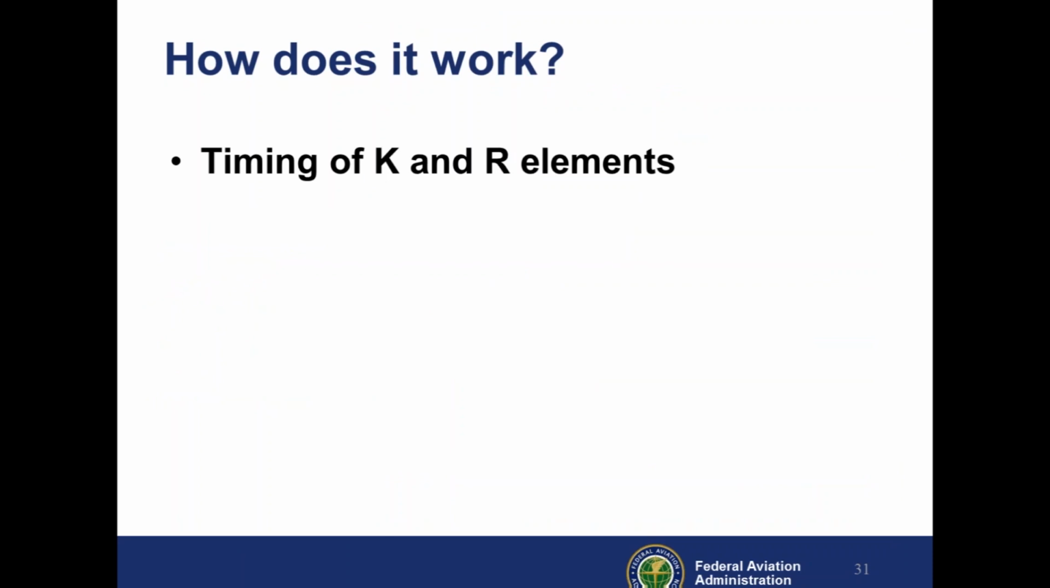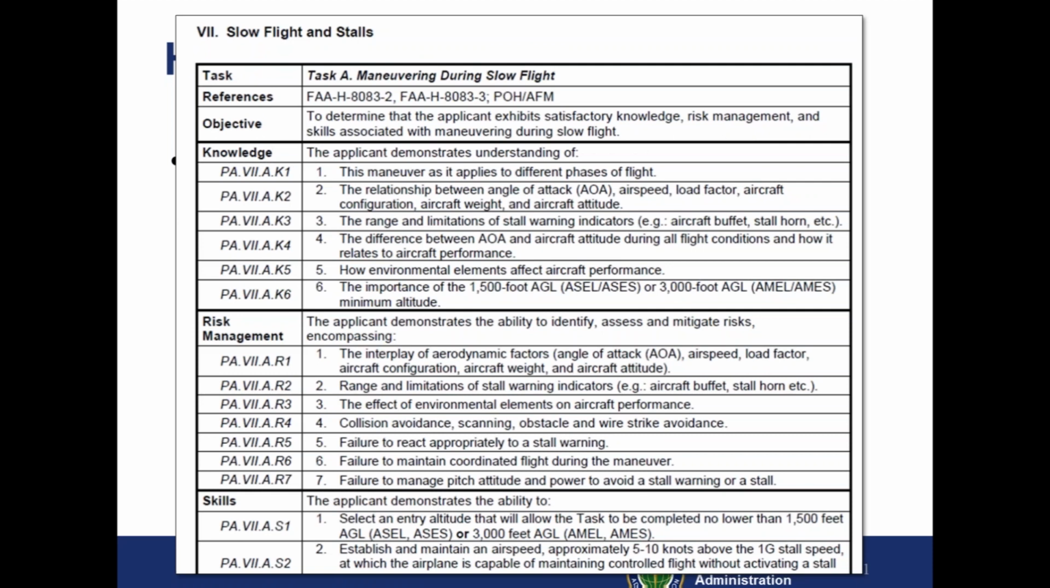We've had a lot of questions about timing of knowledge and risk management elements. And let me explain what that means. If you look at this task, this is maneuvering during slow flight. And it has about 6 knowledge elements, and it has about 7 risk management elements, and it has several skills. I didn't include all of them here in the screenshot. And of course, the examiner has to pick at least one knowledge and at least one risk.